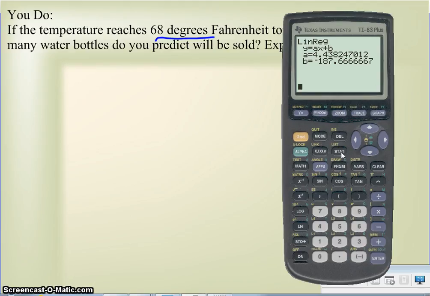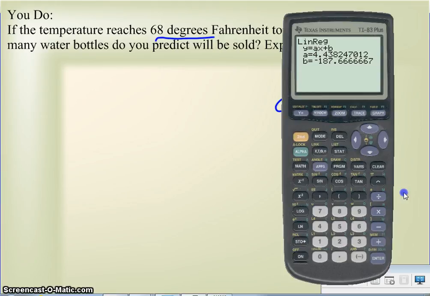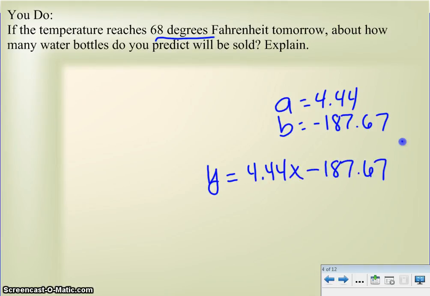And you should get something that looks like this, where a is, and I'm going to go ahead and round, a is 4.44, and b is negative 187.67. Now that we have that, we're going to go ahead and create our equation of y equals 4.44x minus 187.67. Now the awesome part about this, now, remember x is my temperature.